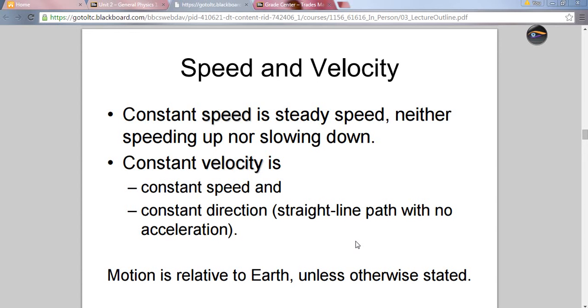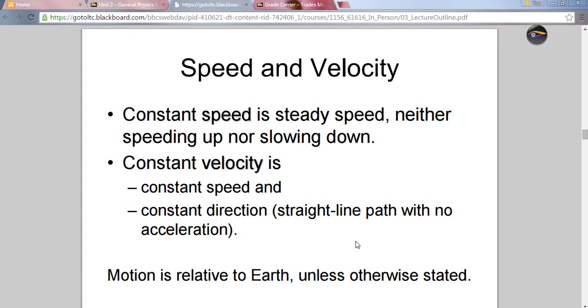Velocity, on the other hand, is a vector quantity which requires two things: both magnitude, which is the speed, and a direction. Now, constant speed is something that we'll hear quite often in the next couple chapters. Constant speed or constant velocity means that we are going at a steady speed for a period of time. We're neither speeding up nor slowing down. Constant velocity has that same speed component to it. We're at a constant speed, staying at the same value, and we're staying in the same direction.